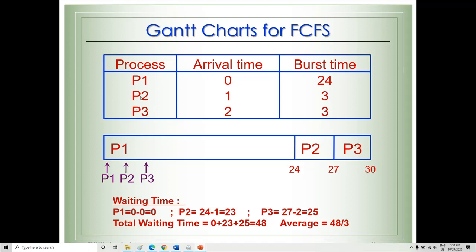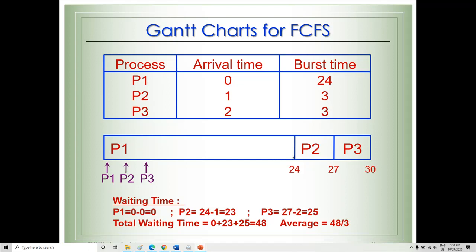So what is this non-preemptiveness? The process 1 burst time is 24 milliseconds. That means it needs a CPU for 24 milliseconds. Process 2 CPU burst time is 3 milliseconds. Process 3 has a burst time of 3 milliseconds. The process 1 arrival time is 0, P2 arrival time is 1 and P3 arrival time is 2. So the process 1 came to the system first, so it would get the CPU first.